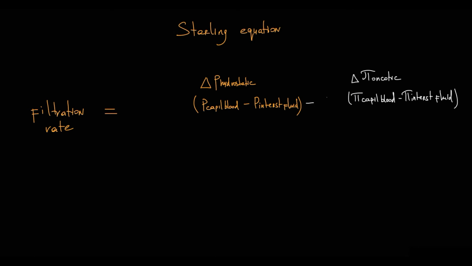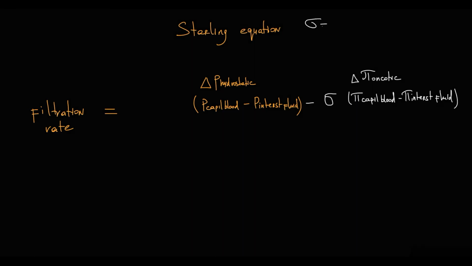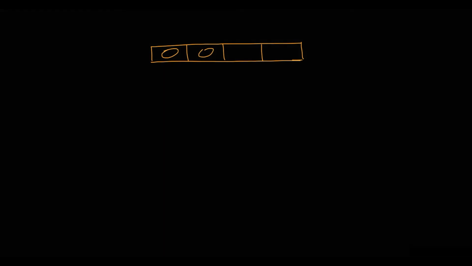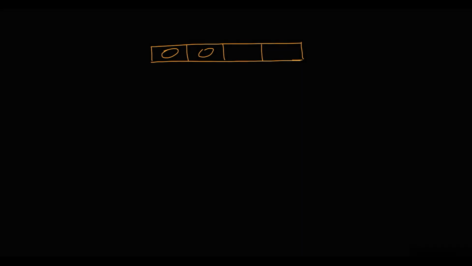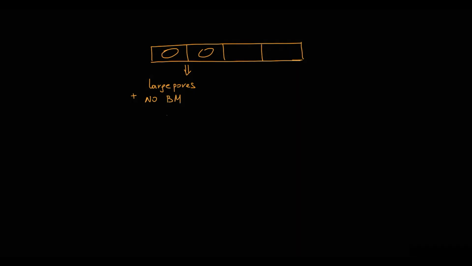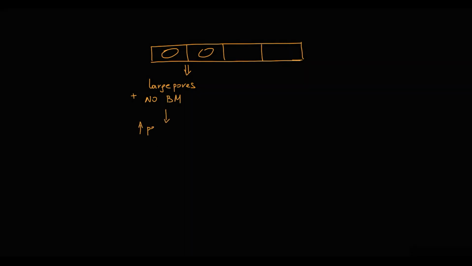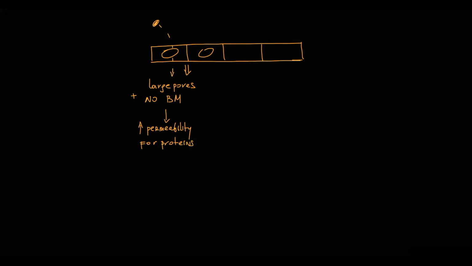But there is such an intricate parameter as protein, also called oncotic, reflection coefficient. To explain this, recall that some membranes have capillaries with pores in order to provide faster and more massive exchange between blood and tissue. And exactly for this reason, some membranes don't have a basement membrane. The logic is that large pores and absence of a basement membrane make the membrane more permeable for proteins, and in this case they can easily cross through this membrane.